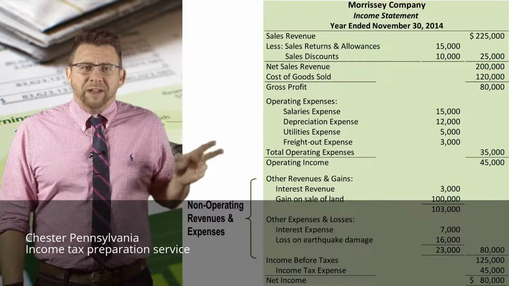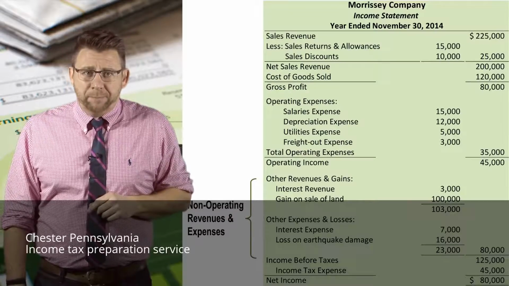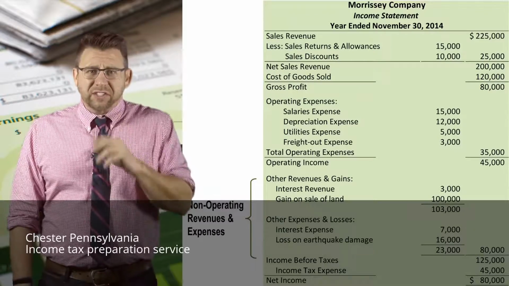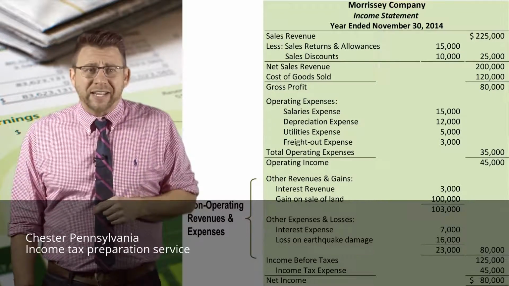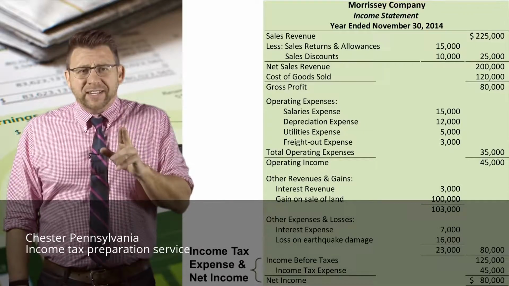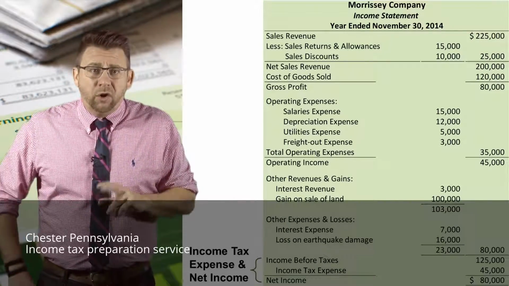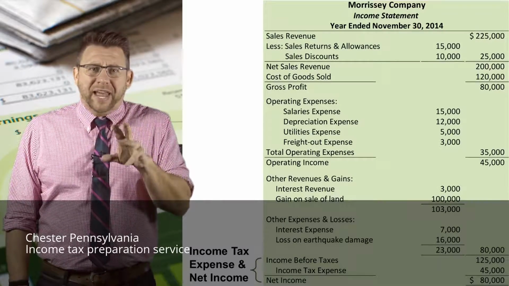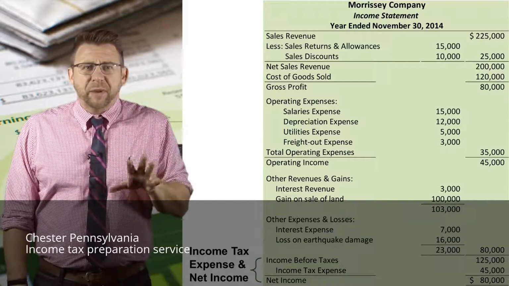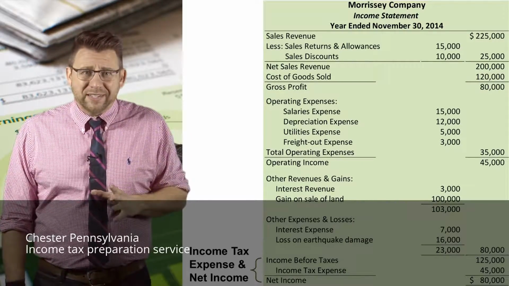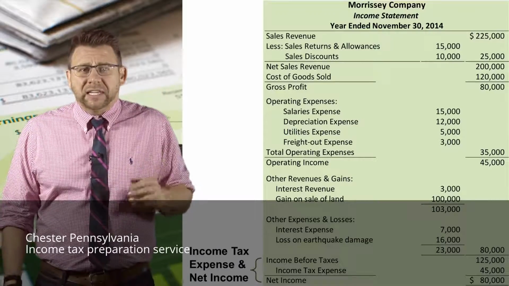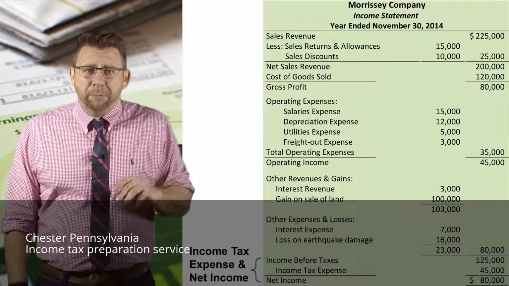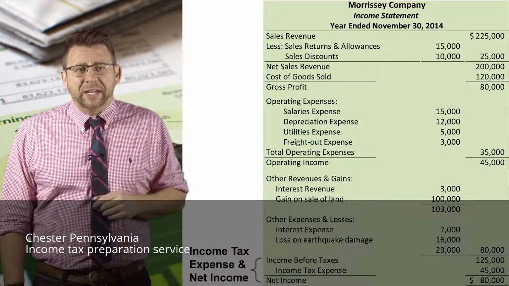So here, other revenues and gains are added to operating income, and other expenses and losses are deducted from operating income. This gives us a new subtotal called income before taxes. The final section before we arrive at net income, or at least the final section for an accounting principles course, is the income tax expense section. This expense is reported separately from all other expenses because it's the expense that managers have the least control over. So income tax expense is deducted from income before taxes to arrive at net income.